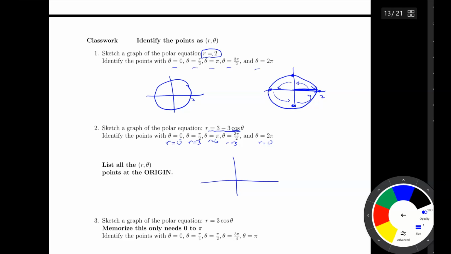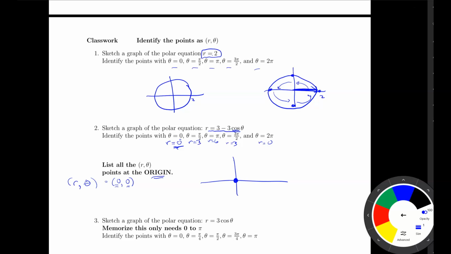Okay, so let's just make sure. Angle 0, r equals 0. So 0, 0, right? This is the point (r, theta). So angle 0, r equals 0, that's right there. It's going to be important for us to know where the r equals 0 points are, because that's where it's at the origin, and that's going to be a big deal. We need to find those points on occasion.